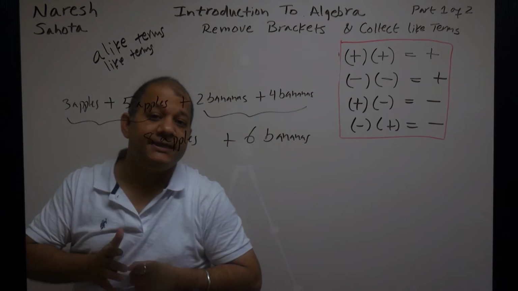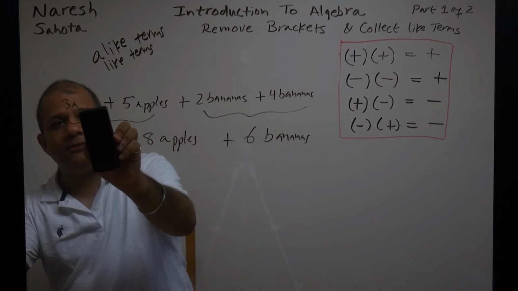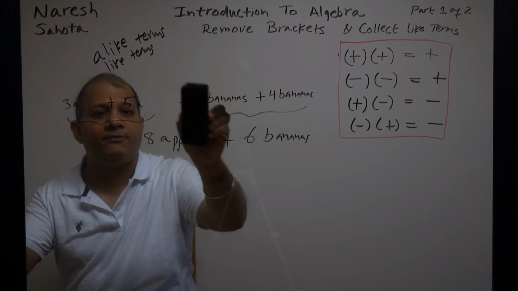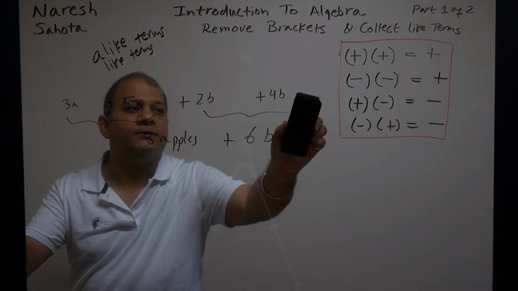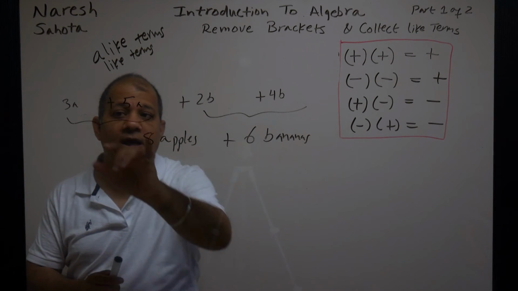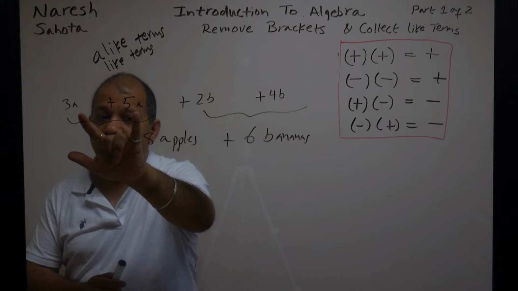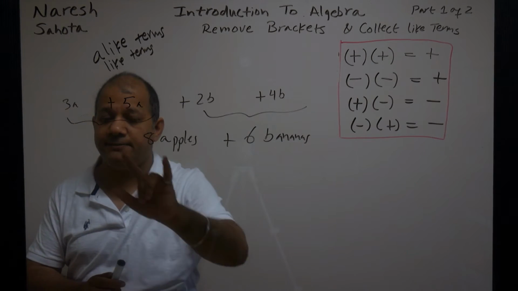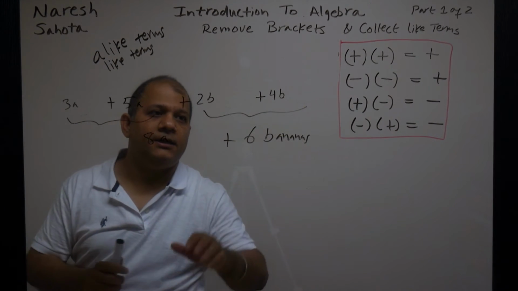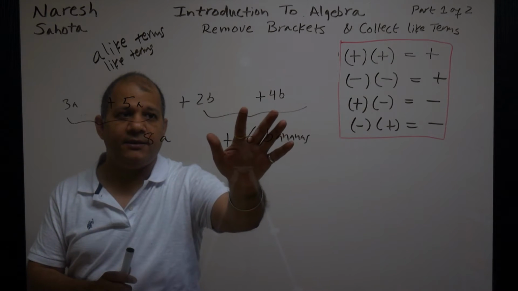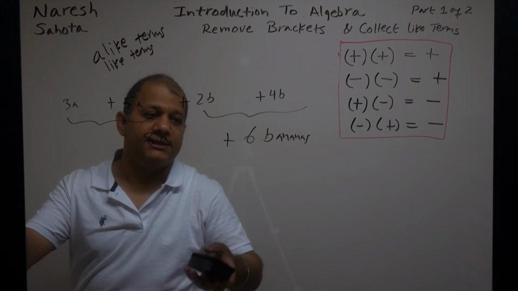So again, do I really need to spell out apples and bananas? I can simply say 3a for 3 apples, 5a for 5 apples, 2b for 2 bananas, and 4b for 4 bananas. So when I collect like terms, I look at the variable. These are the a terms. They're alike, so I can collect them. So 5 plus 3 gives me 8, and because they're a terms, I get 8a. Now these are bananas, the b terms. So collect the b terms together. 2 plus 4 is 6, so we'll get 6b.